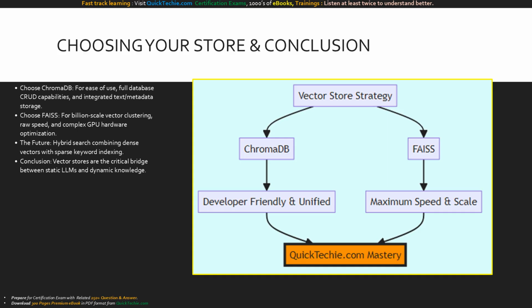Looking ahead, the future of these stores lies in hybrid search, combining the dense vector semantics we discussed today with sparse, exact keyword matching for the ultimate accuracy. Mastering vector stores bridges the gap between static AI models and your dynamic, real-world data.